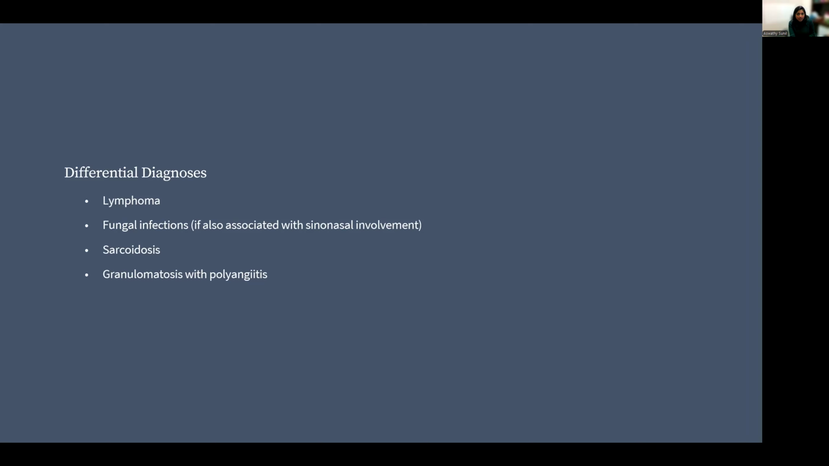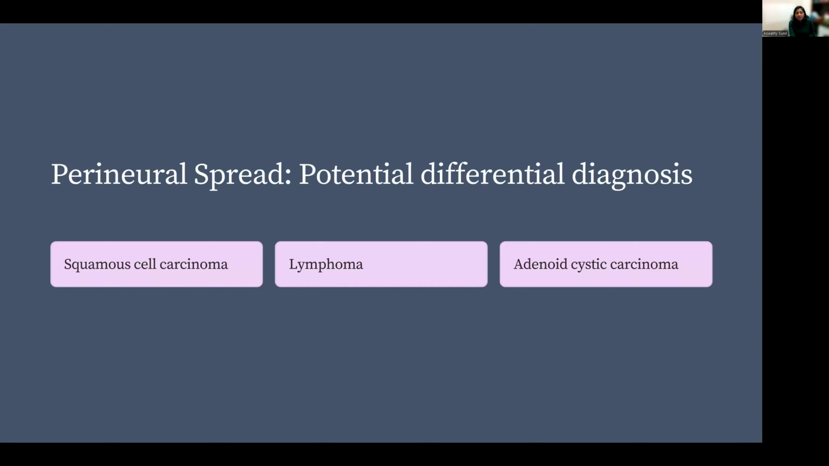The main differential diagnoses include lymphoma, fungal infections, especially if associated with sinonasal involvement, sarcoidosis, and granulomatosis with polyangiitis. If there is perineural spread, the potential differential diagnoses include squamous cell carcinoma, lymphoma, and adenoid cystic carcinoma.